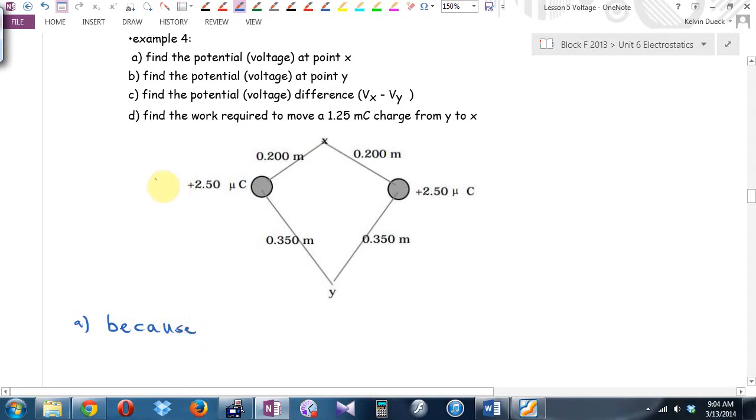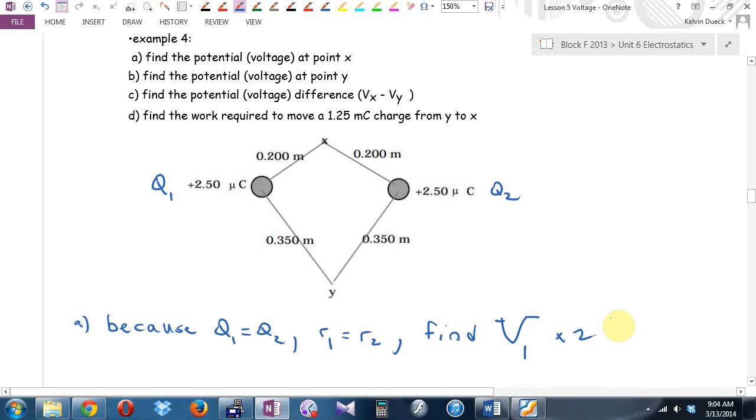Okay, so I'm going to make a little note here. Let's call this charge 1. Let's call this charge 2. Because Q1 equals Q2, R1 equals R2, find the voltage from charge 1. I'll call that V1. And then we'll just double it, because it's a scalar. I don't care about any angle. I'll just double it. It's a scalar.